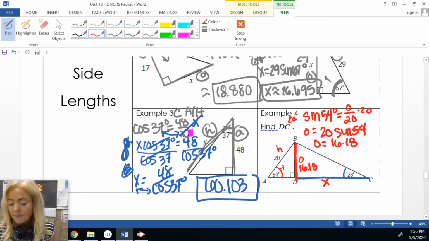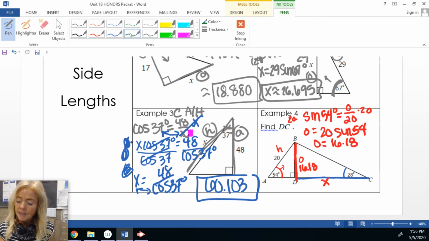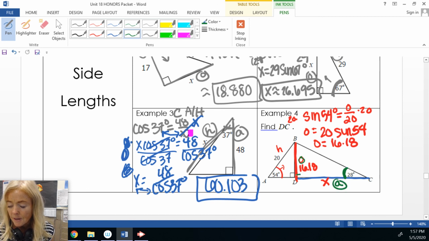Now I want this side right here, second. So I'm going to use a different color, and we'll find that side now. So we have 28 degrees as our angle. This is opposite still, and this is going to be our adjacent, isn't it? It's the hypotenuse that we're not dealing with in this one. So O and A is tangent. So tangent 28 is going to equal opposite over adjacent, so 16.18 over x.